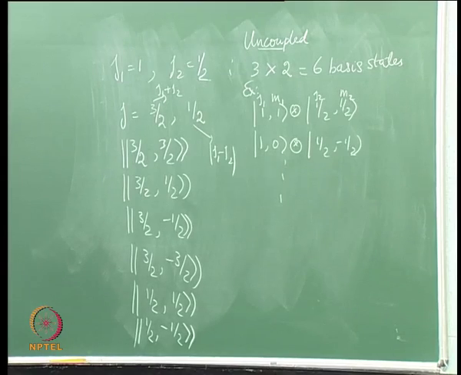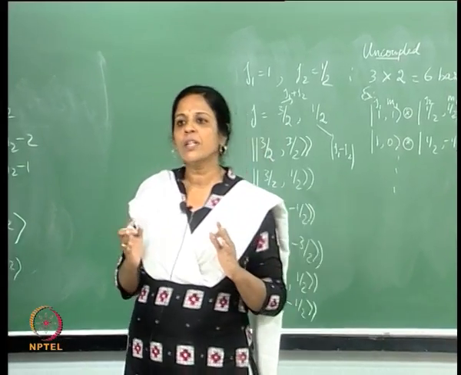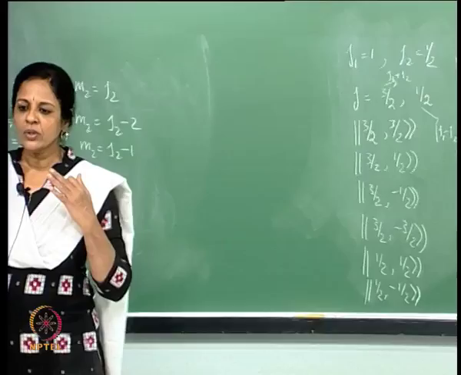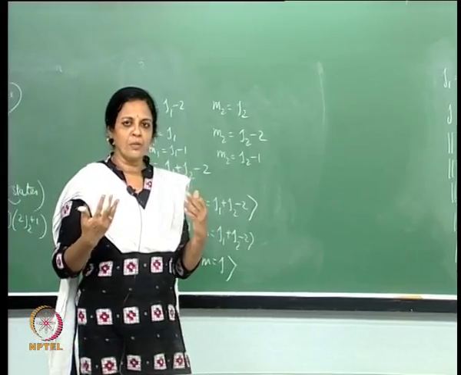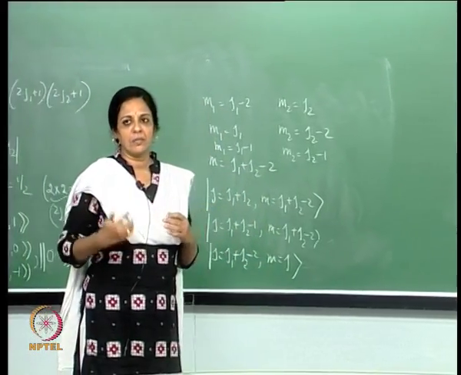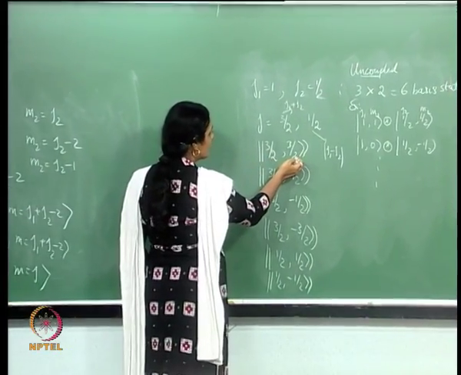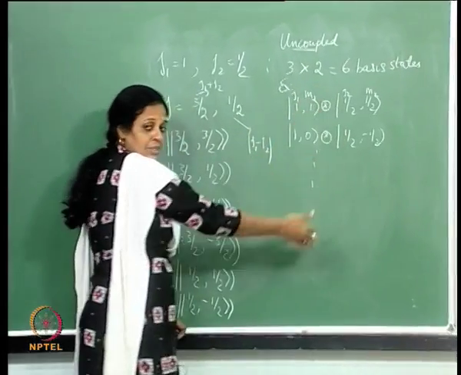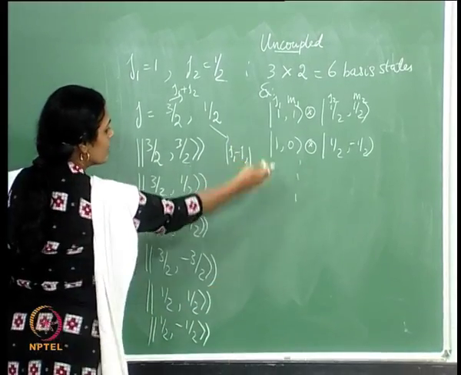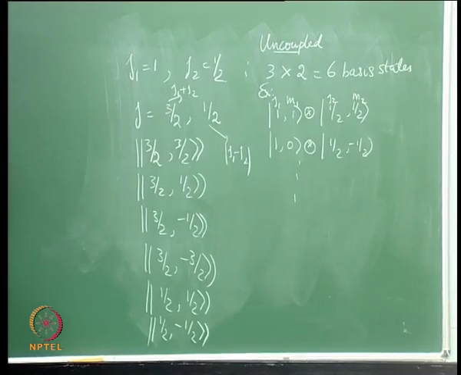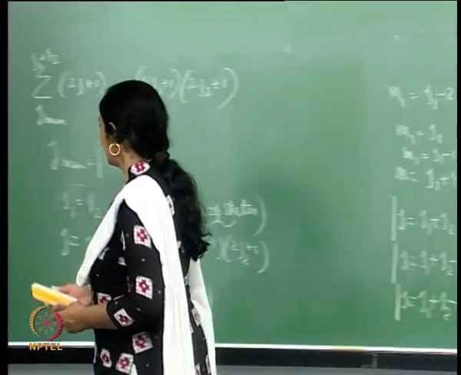Now, we are in a position to look at addition of angular momenta. The problem simply reduces to this: how do you express a coupled state, or a state expressed in the coupled basis, in terms of the uncoupled basis? In other words, how do you express 3 halves, for instance, in terms of combinations like this? Or how do you express 3 halves minus half in terms of appropriate basis states there? And that is all that we look at in the context of addition of angular momenta.